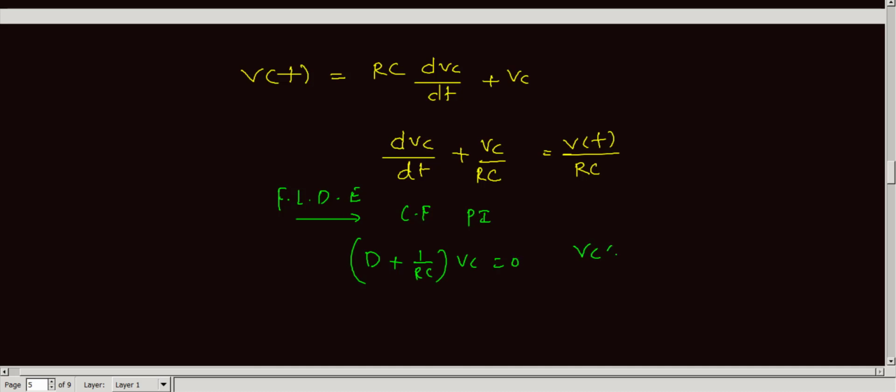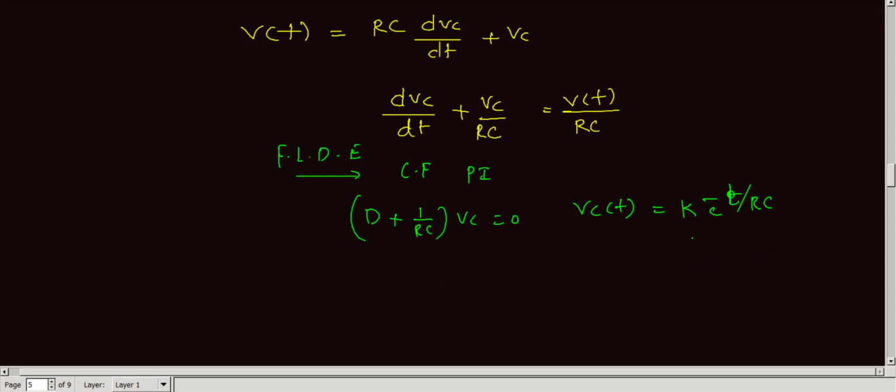So what is Vc of t, the voltage across the capacitor? Vc of t equals some K into e power minus t by RC. Okay, I get the transient term, the natural response. This is the complementary function.